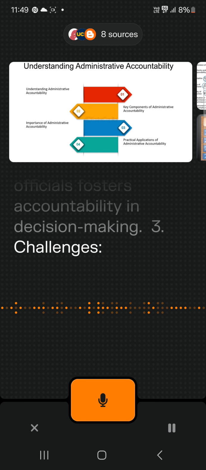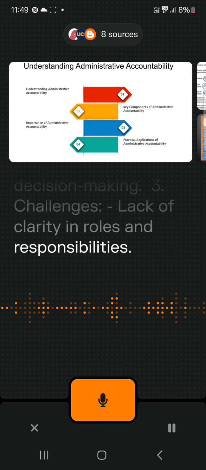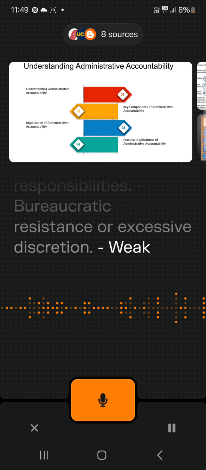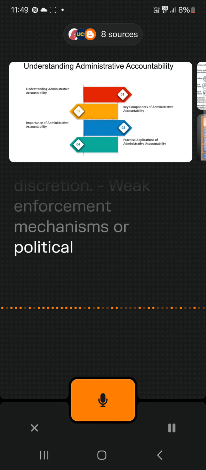3. Challenges. Lack of clarity in roles and responsibilities. Bureaucratic resistance or excessive discretion. Weak enforcement mechanisms or political interference.